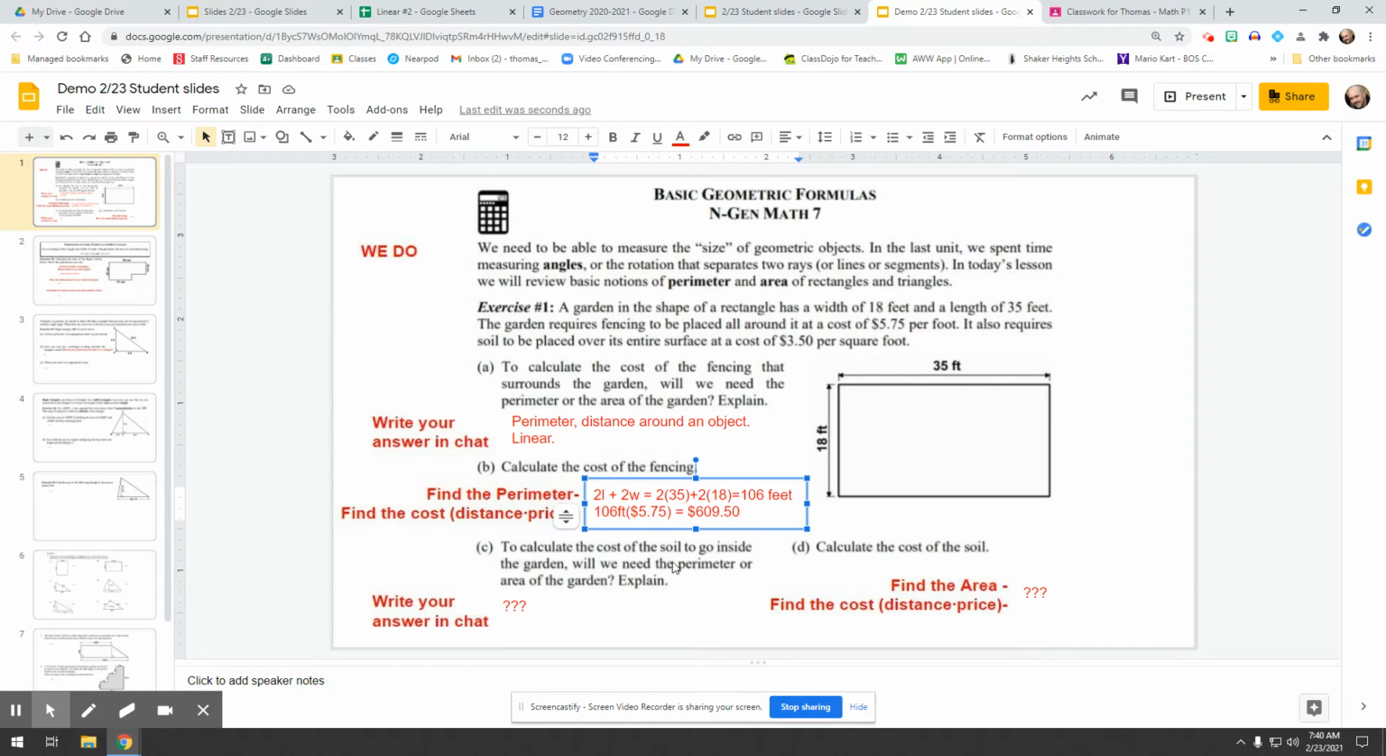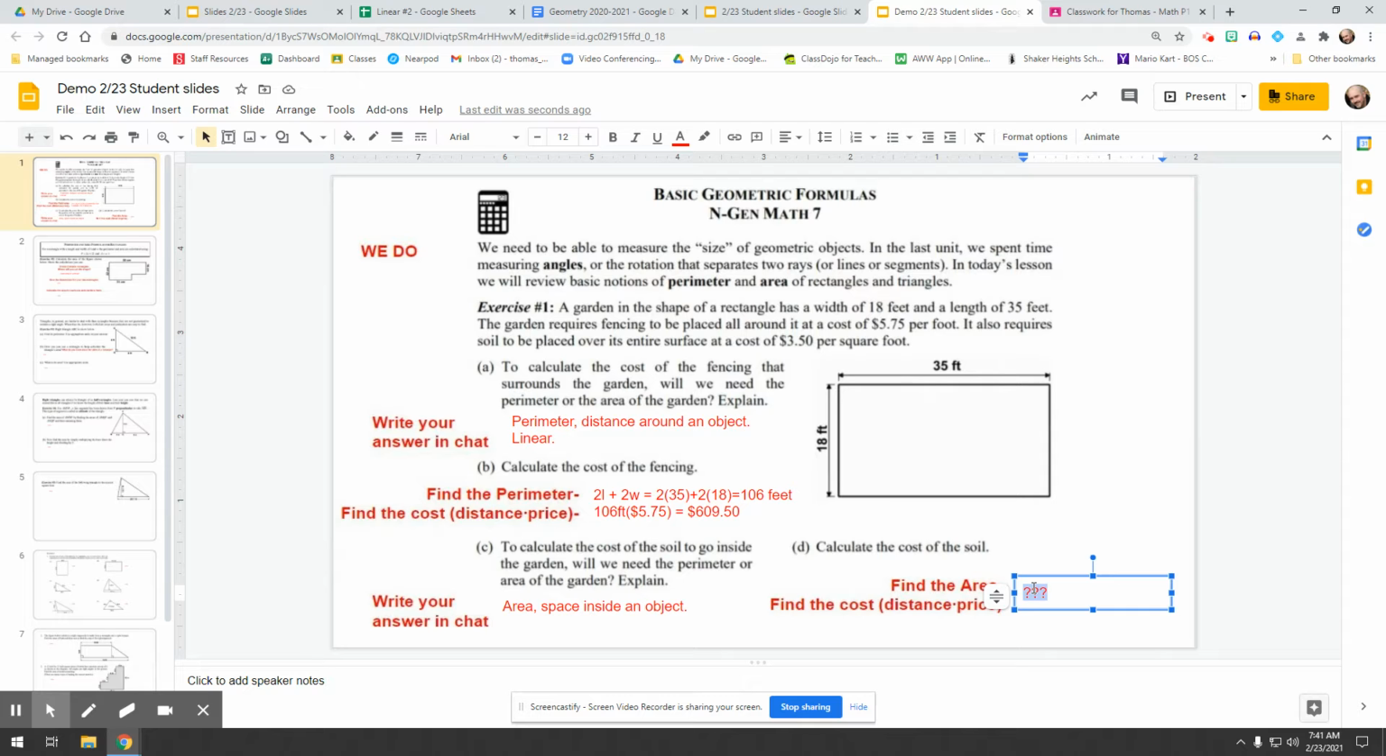So that's the perimeter, distance around something. Part C says to calculate the cost of the soil to go inside the garden, will we need perimeter or area? And explain that as well. So take a second and answer that one. Since we just did the perimeter, there's a good guess that this is the area. But area is always the space inside an object. So since we're filling up inside that fenced area, that's going to be area. So next, find the area and find the cost.